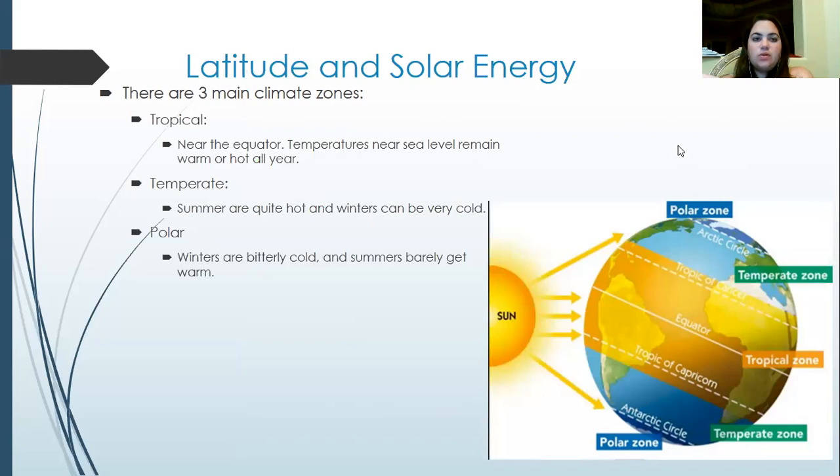Latitude and solar energy. There are three main climate zones: tropical, temperate, and polar. I want you guys to research where we fall in one of these three climate zones. Are we in the tropical, the temperate, or the polar climate zone? Tropical is near the equator, and temperatures near sea level will remain warm and hot all year round. Temperate is where summers are really hot and winters can be very cold as well. Polar is where winters are bitterly cold and summers barely get warm. If you notice, we have two temperate zones, one tropical zone, and two polar zones.